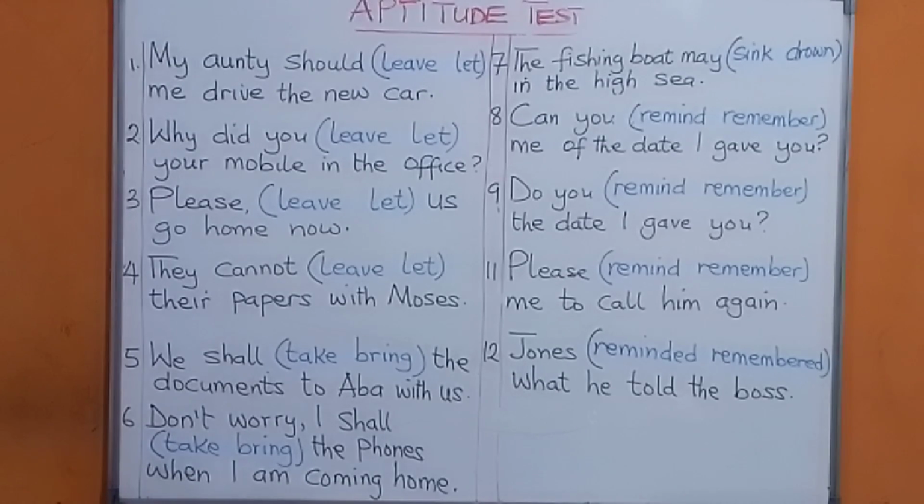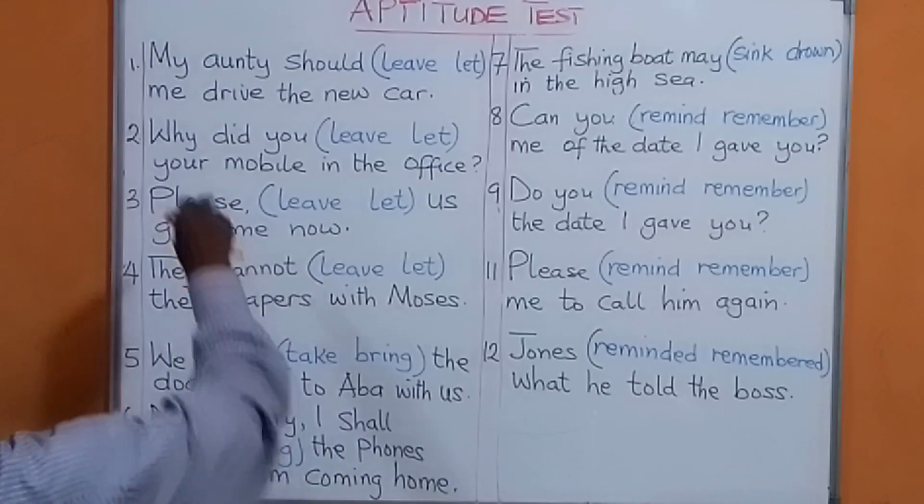Each bracket contains two options. You have to underline the correct answer from the bracket, option one out of the two. Underline the correct one. Then you come back to the video as we provide the answers together. Now look at number one.